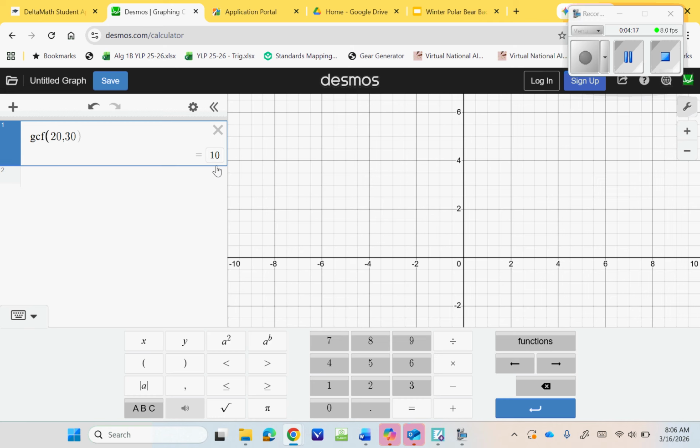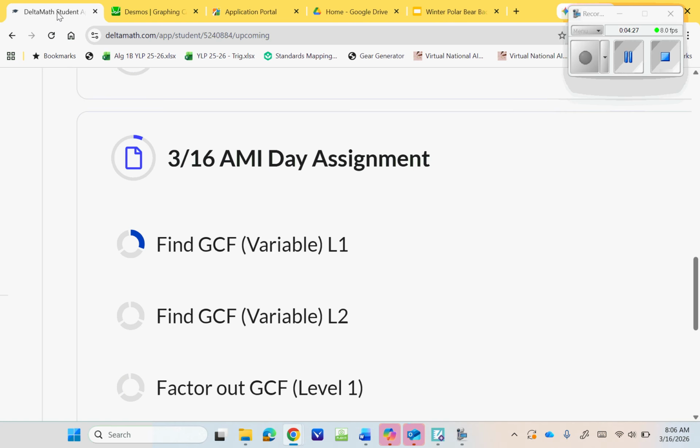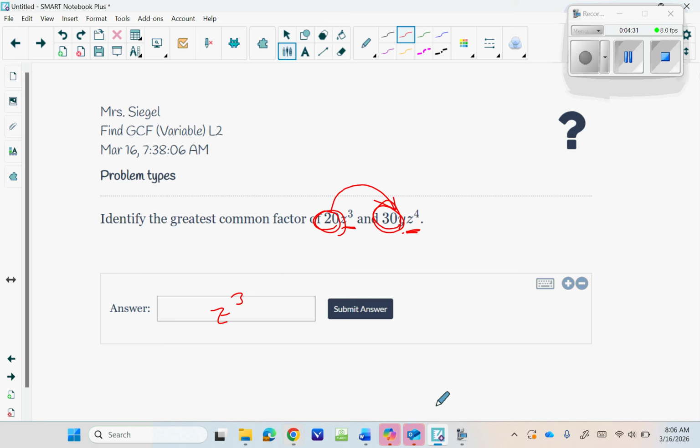So that's kind of a nice cheat, and if you need that right now, do it until you get your feet wet, but just know that on the test you're going to be on your own there. Okay, so we just found out that the GCF of 20 and 30 is 10, and so my answer would be 10z to the 3rd.